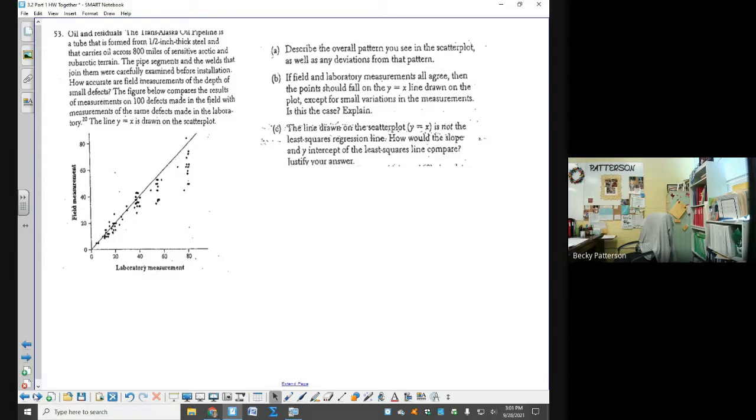The line y equals x is drawn on the scatter plot. Is that a good line for this data? No, it's terrible. Describe the overall pattern you see in the scatter plot, as well as any deviations from that pattern.